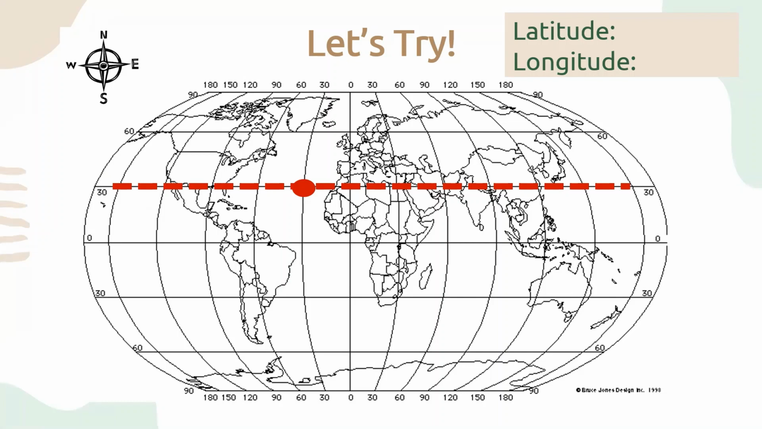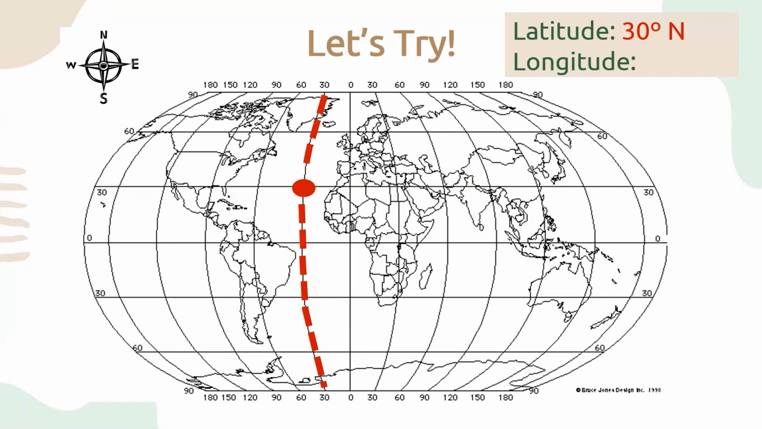What is the degree? Correct, it is 30 degrees. Since it is north of the equator, we write north. So the latitude is 30 degrees north. Did you get it? Good job!